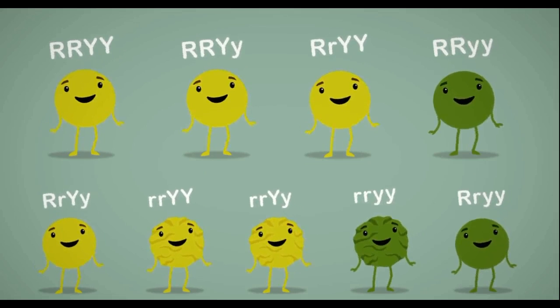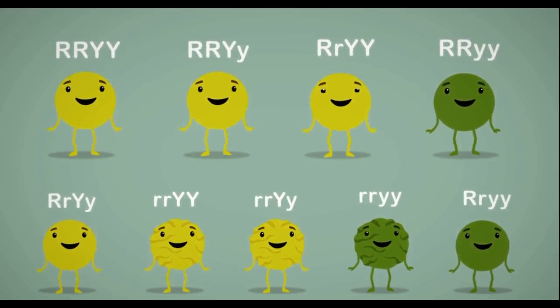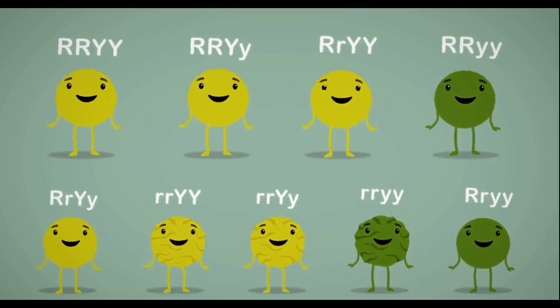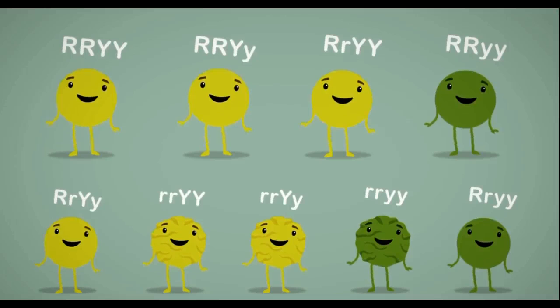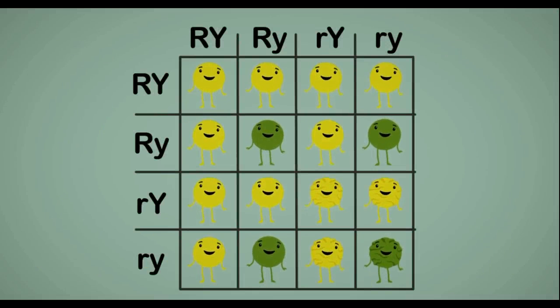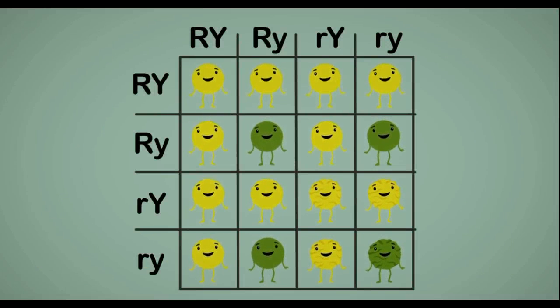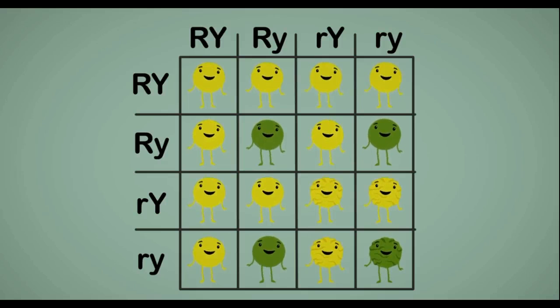For example, besides being yellow or green, peas may be round or wrinkled. So we could have all these possible combinations: round yellow peas, round green peas, wrinkled yellow peas, and wrinkled green peas. To calculate the proportions for each genotype and phenotype, we can use a Punnett square too. Of course, this will make it a little more complex.